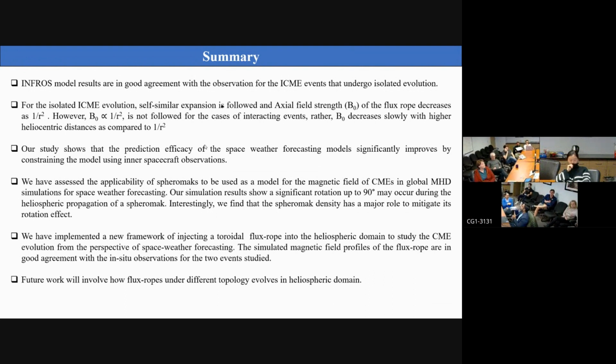Questions? Very interesting, this modeling. What causes a 90-degree rotation in heliospheric?